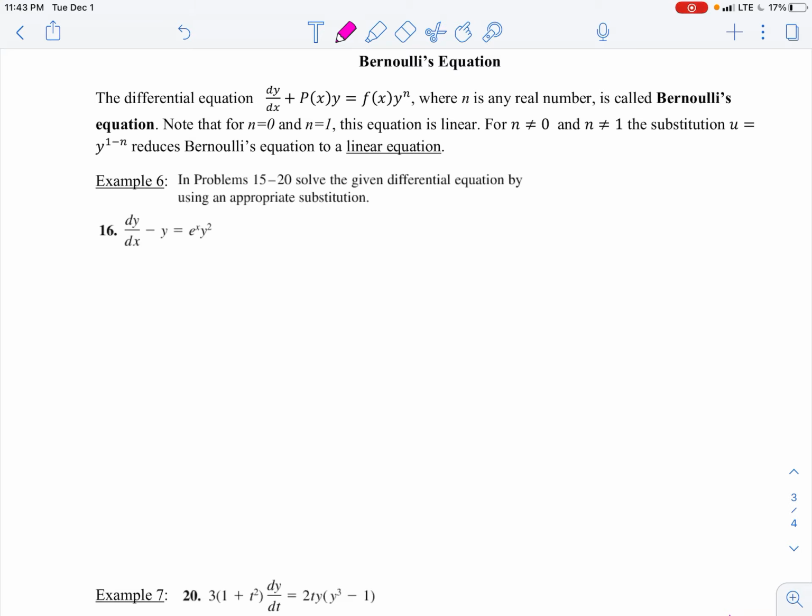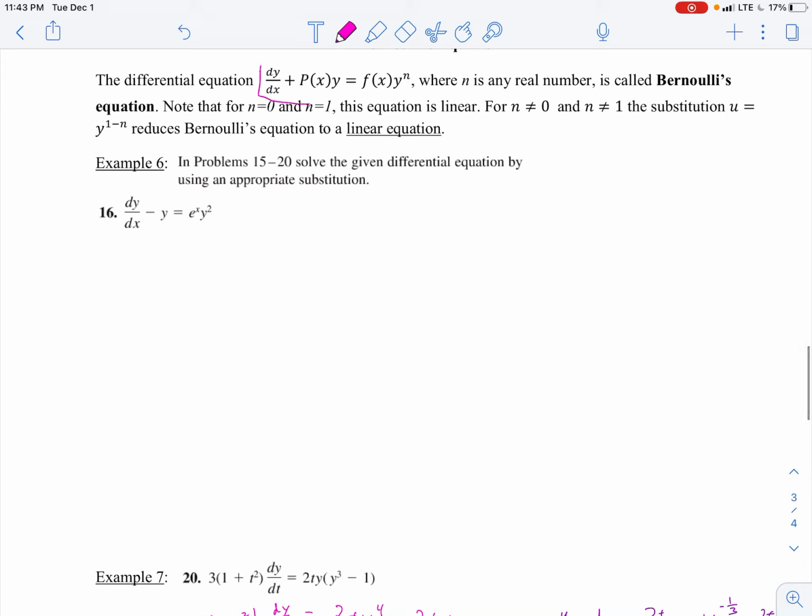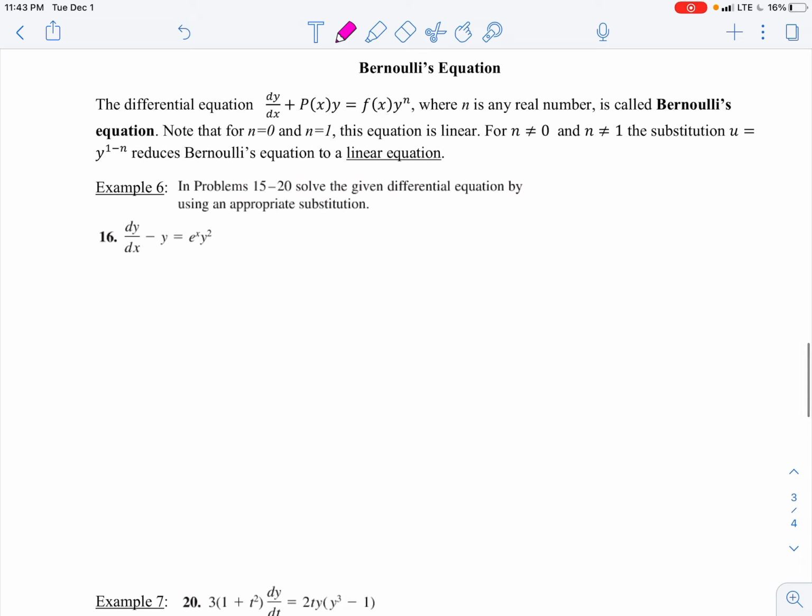Now, if we look at the equation the way that it's represented, it looks very similar to the linear equations in section 2.3, where we found an integrating factor and solved it that way. We're kind of doing the same thing. We're given an equation that looks very similar to being linear. What makes this not linear is this part right here, the y to the n.